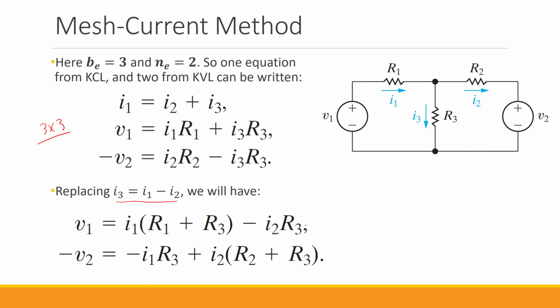So the result of replacing I3 with I1 minus I2 is this. So we have V1 equal to I1 multiplied by R1 plus R3, minus I2 multiplied by R3. And negative V2 equals negative I1 R3 plus I2 multiplied by R2 plus R3.